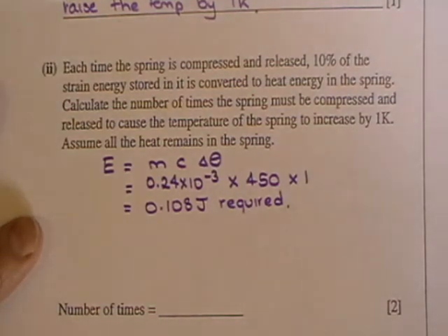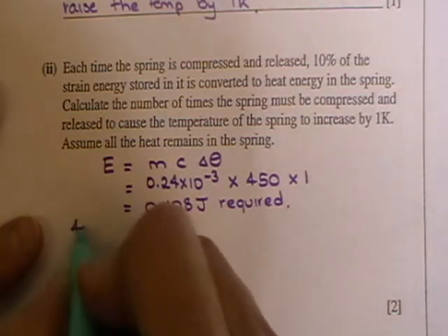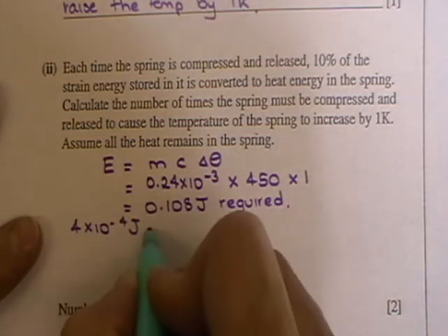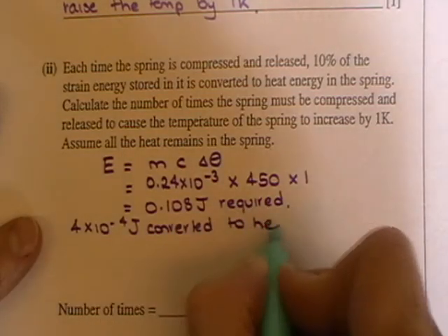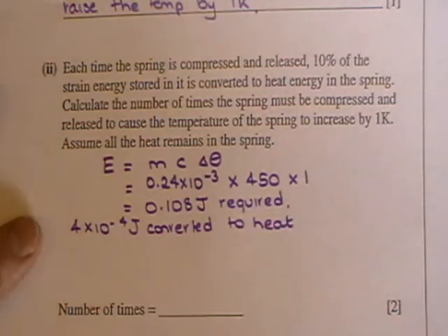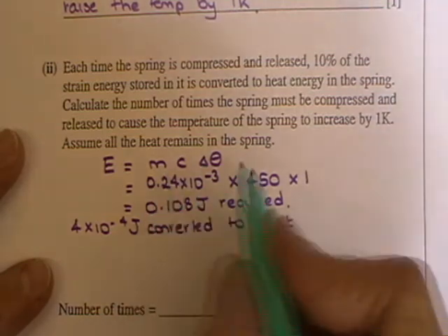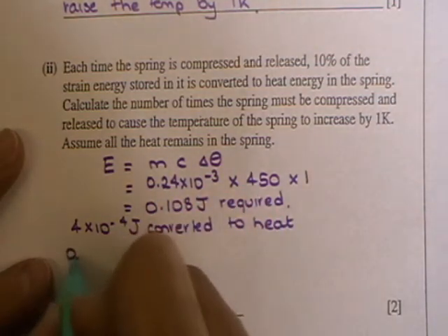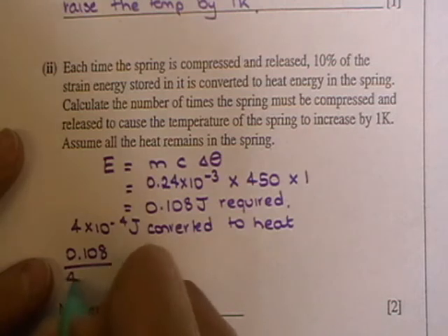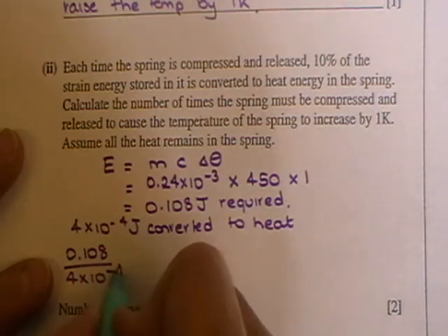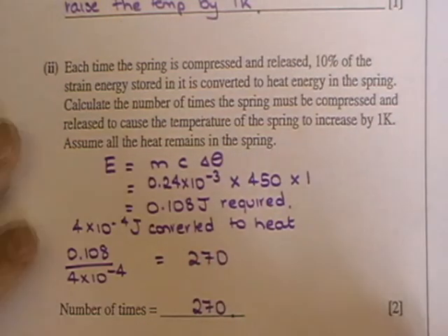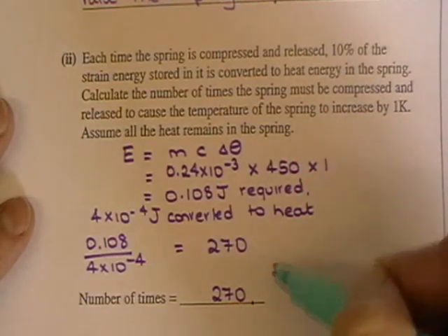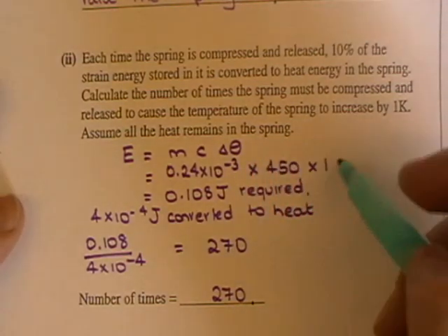But every time it's compressed and released, there is 4 by 10 to the minus 4 joules converted to heat. So that's the strain energy in the spring. And therefore, to calculate how many times it has to be compressed and released, you'll have to divide your 0.108 by 4 by 10 to the minus 4. And that comes out as 270. So I would say you wouldn't have to do a question like this given you haven't done this before, but sometimes it doesn't do any harm to see an equation in case they give it to you and ask you to use it.